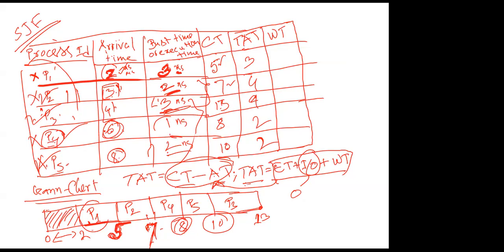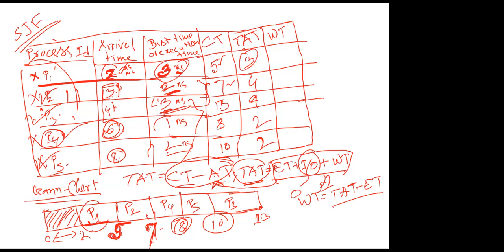So TAT, we know, is execution time or burst time plus waiting time. From here you can see that waiting time is nothing but turnaround time minus ET, execution time. So we can calculate the TAT. We know the turnaround time already, and we also know the execution time in this column. So from here we can calculate the waiting time.